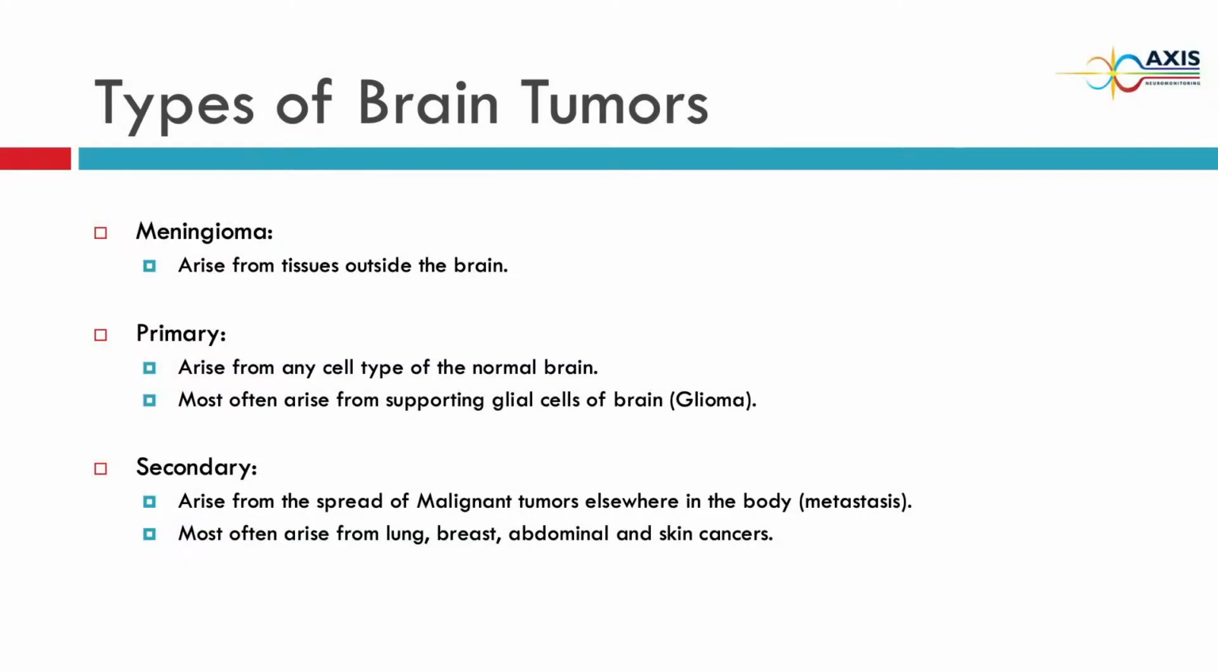There are different types of brain tumors, and it depends on what the origin of the tumor is. The tumors originating from the meninges are known as meningiomas. The primary tumors arise from the normal brain tissue, the glial cells, and are known as glioma. The secondary tumors are metastatic tumors. They can arise from any other place and metastasize to the brain, most often from lung, breast, abdominal, skin, and bone cancers.